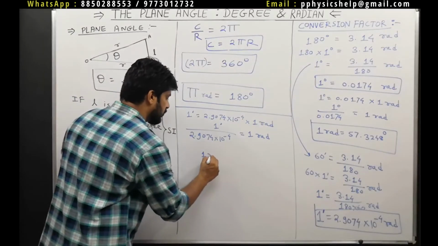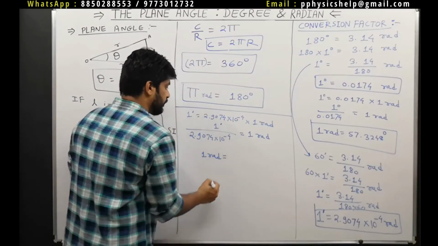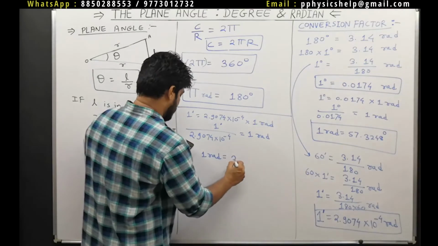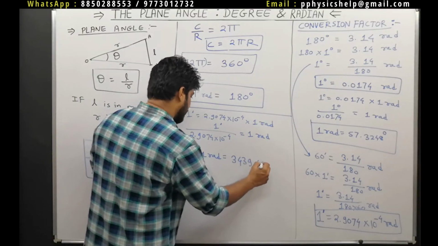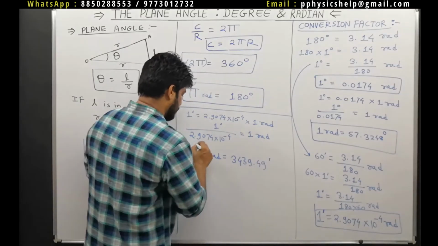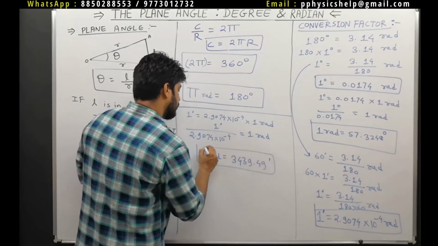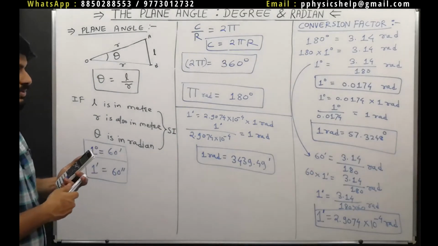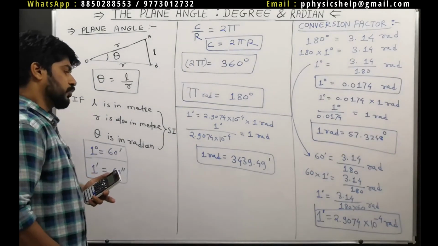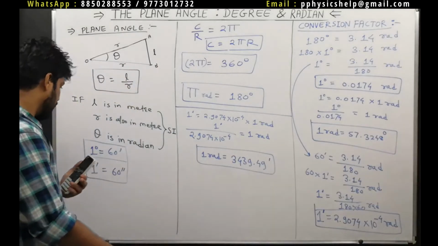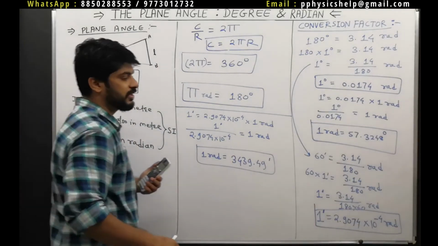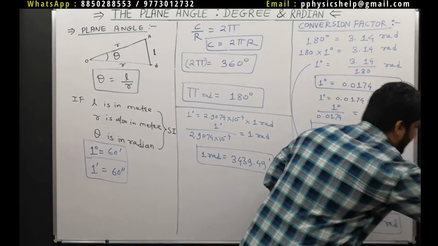1 radian is equal to, this number is 3439.49 minutes. Okay, so this is the conversion factor. So in this way we have converted between radians and minute. Now we move to the next one, that is seconds. So let's see what is this second.